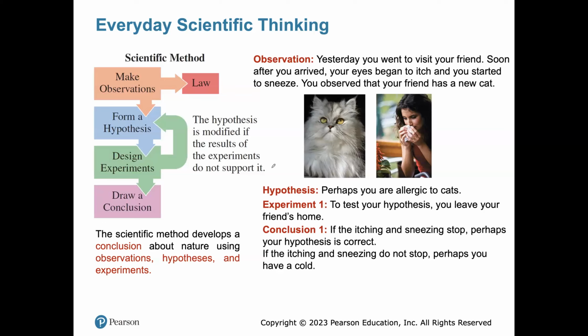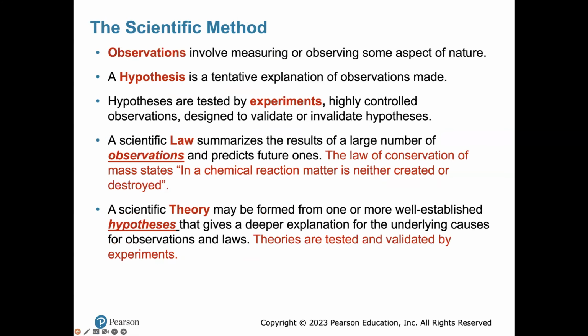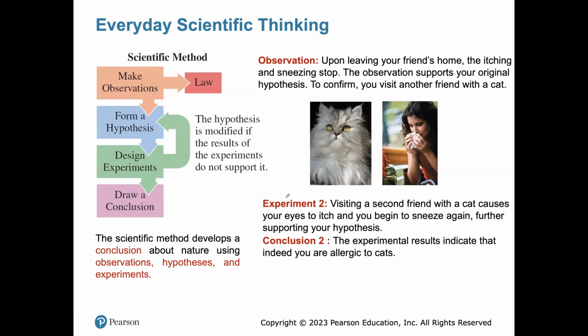Most of the time, to prove or disprove our hypothesis, we need to design several experiments to get a consistent conclusion. Now, to prove your hypothesis, you want to do another experiment. So you visit another friend with a cat, and it turns out you begin to sneeze again, further supporting your hypothesis. So this is experiment 2. And you come to a second conclusion, and the experimental results show that you are allergic to cats. So it's very, very likely that you're allergic to cats, right?